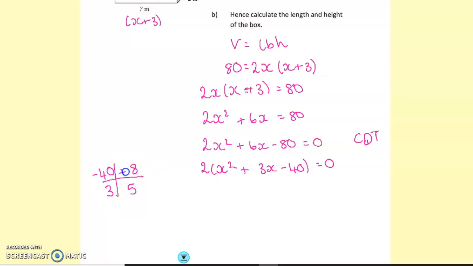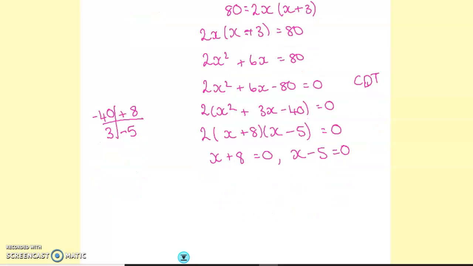I want positive 3, so I want positive 8 minus 5. That's going to give me (x plus 8)(x minus 5) is equal to 0. Again, I can ignore the number outside the bracket. It doesn't change anything. So x plus 8 equals 0, x minus 5 equals 0. So x is minus 8 or x is 5.